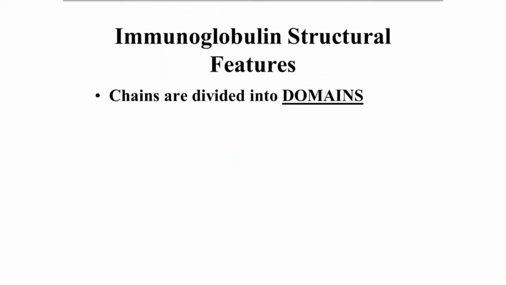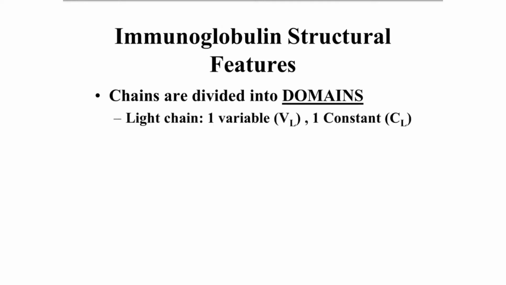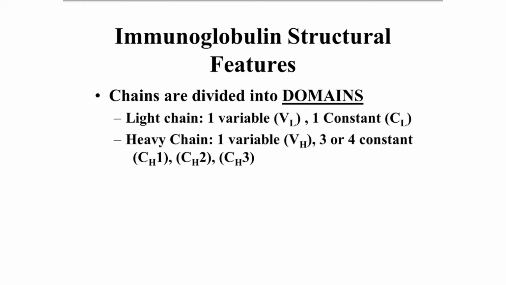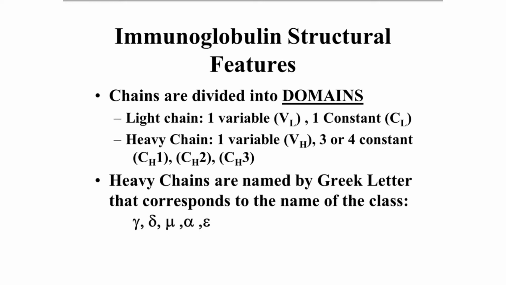So the structural features, to summarize then: chains are divided into domains. The light chain has one variable and one constant domain. Heavy chains have one variable and 3 or 4 constant domains, called CH1, 2, and 3. Heavy chains are named by Greek letters that correspond to the name of the class.